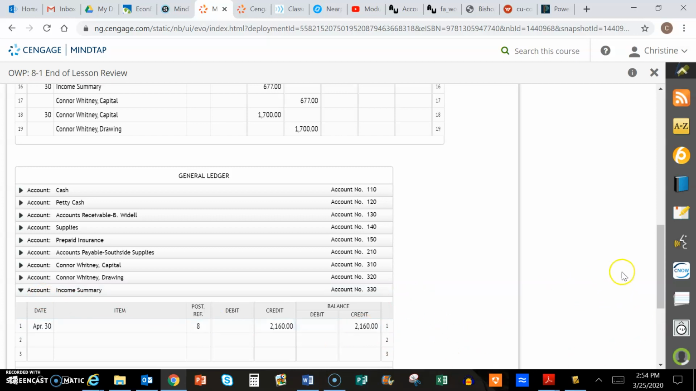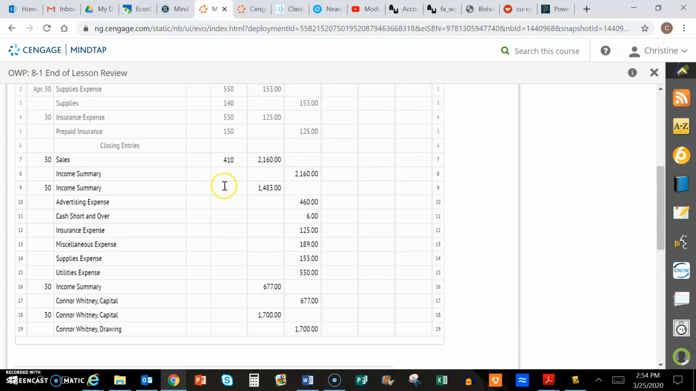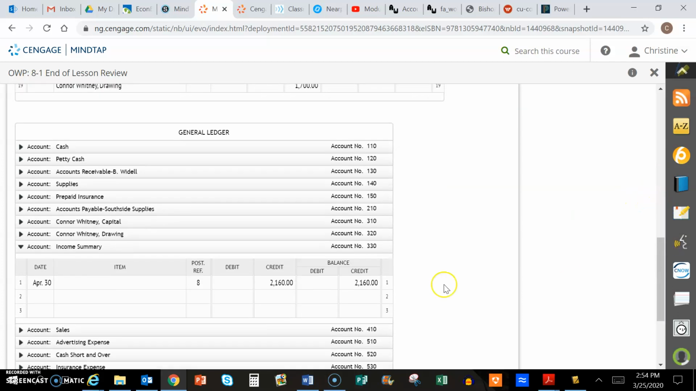Okay, then we're going to put the 330. We're going to go back to our journal and plug that. The next one is a debit to income summary of 1483. So I'm going to go back to income summary. All I need is 30. My post reference is 8. I have a debit of 1483.